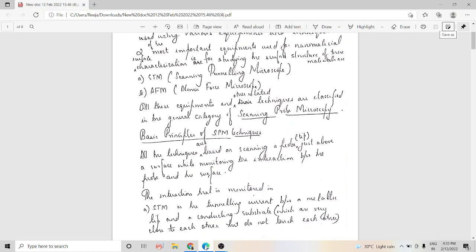There will be some kind of interaction between the probe and the surface, and by monitoring this interaction we can recognize or study the surface of the synthesized nanomaterial and we can image it.